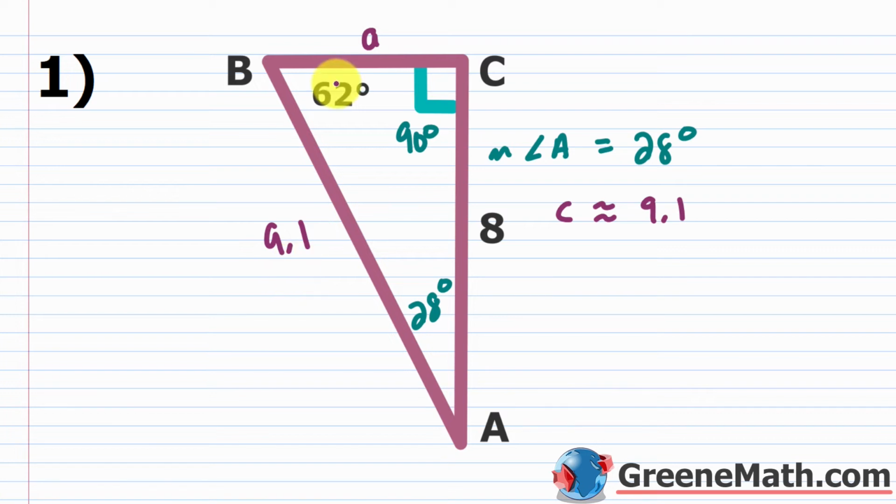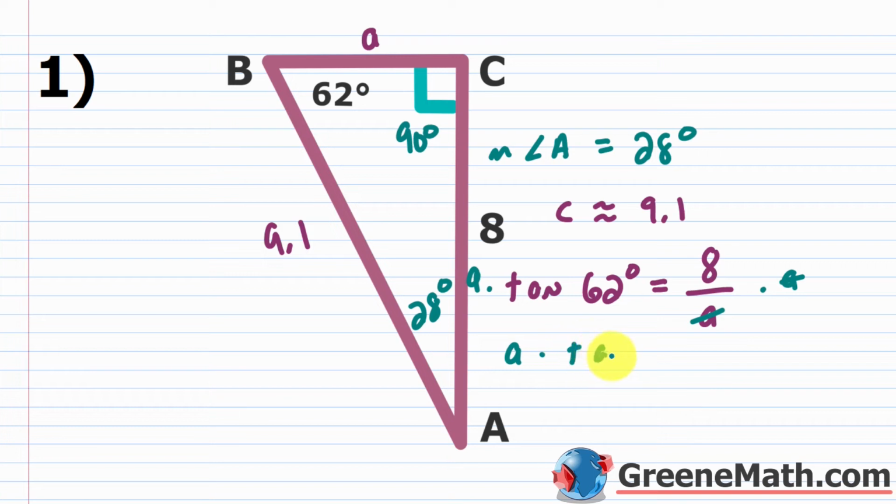So what I would say is that I'm going to involve this angle again, and I'm going to think about this, which is the opposite, and then this guy right here, which is your adjacent. So let's say that the tangent of this angle, which is 62 degrees, is equal to, again, the opposite over the adjacent. So the opposite here is 8, and the adjacent here is going to be this lowercase a. So that's my side length. And again, let me do this in multiple steps so nobody's lost. I'm going to multiply both sides by a. So this would cancel. So you get a times the tangent of 62 degrees is equal to 8.